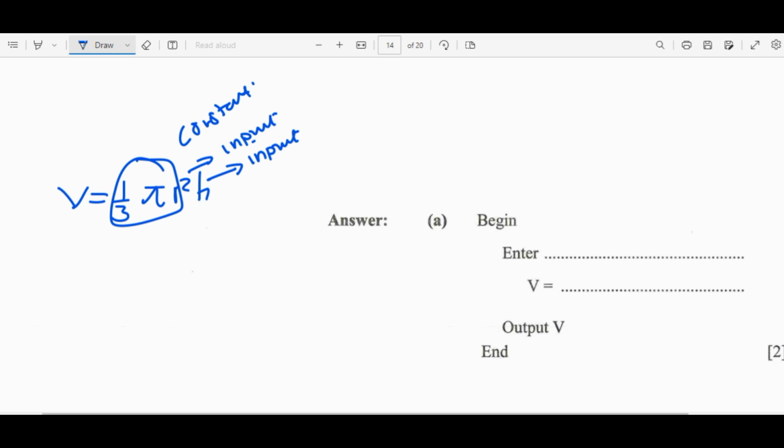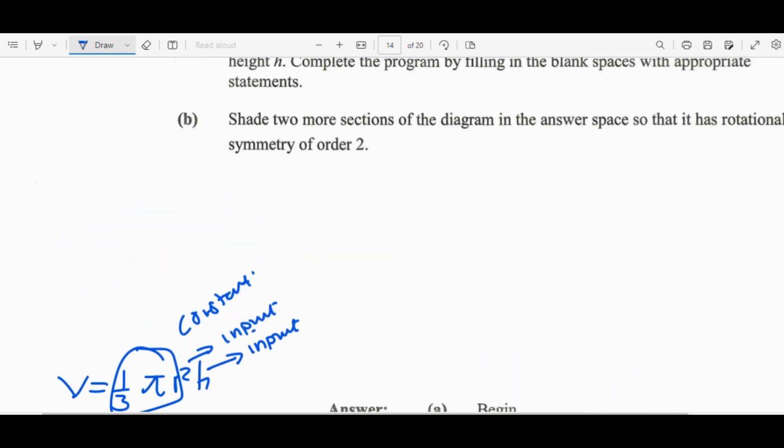So begin, enter, where there is enter you put the input. So in our case we'll say enter radius, the second one is height. Then where there is V you write the formula. So volume is equal to 1/3 times pi multiplied by radius, another radius, height. We are done. Okay, move on to question B.